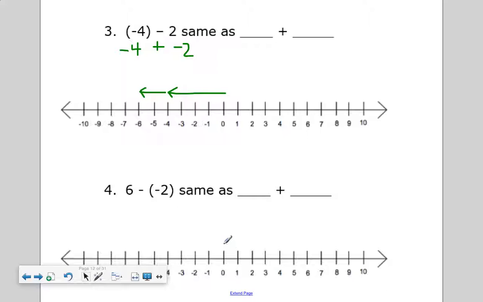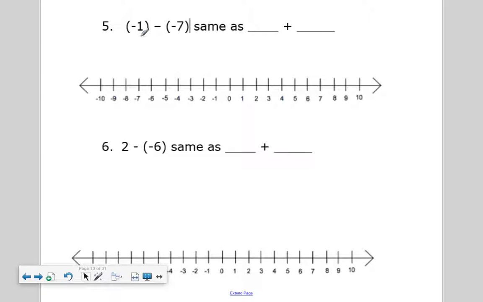Next example, 0. I go 6 units to the right. Minus negative 2. What's the opposite of negative 2? 2. So I go 2 units to the right. So it stops at 8. The answer is 8. 6 minus negative 2 is 8. What if I want to rewrite this as an additive expression? Keep it, add it. Opposite of negative 2 is 2. 6 plus 2 is 8.